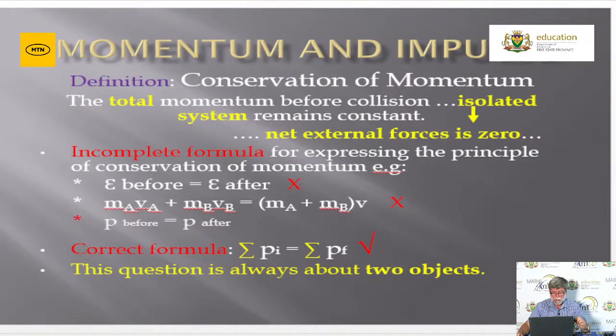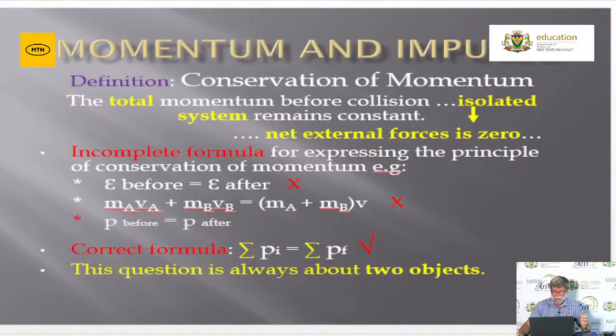Now, speaking of isolated system, very important, the definition of an isolated system can also be asked. So remember, it is that the net external force is zero. In an isolated system, the net external force, you can't just say the external force is zero, the net external force is zero. And it's not only that there are no external forces. That is a half definition of an isolated system. It is that the net external force is zero.